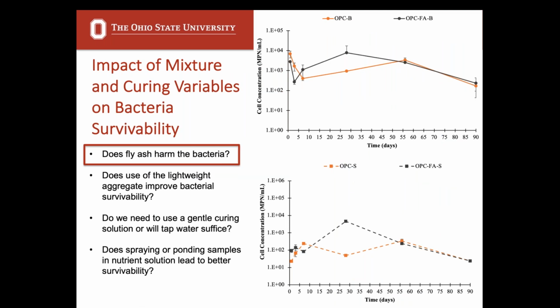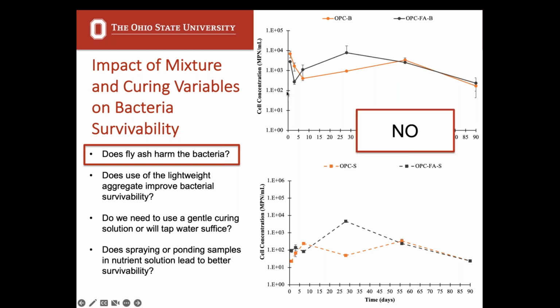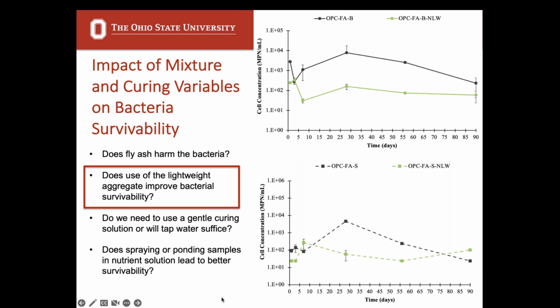All right, so let's look at the impact of all these variables on bacteria survivability. First, we already mentioned, does the fly ash harm the bacteria? And the answer generally is no. So we see similar amounts of bacteria alive in both systems across the full testing time period. Secondly, does the lightweight aggregate improve bacteria survivability?